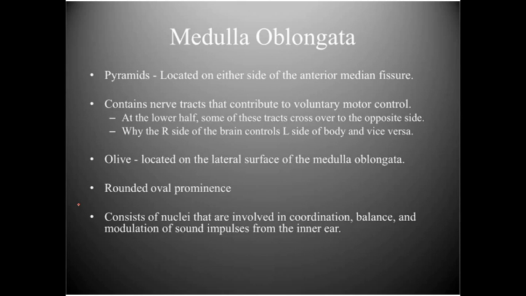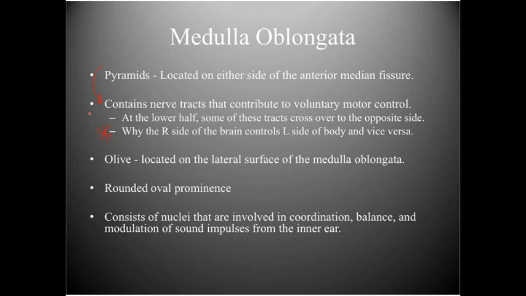The pyramids are located on either side of the anterior median fissure and contain nerve tracts that contribute to voluntary motor control. So the pyramids are going to be contributing to voluntary motor control. At the lower half, some of these tracts cross over to the opposite side, which is why the right side of the brain controls the left side of the body and vice versa. And so if you've ever wondered why the left side controls the right side and vice versa, this is it.